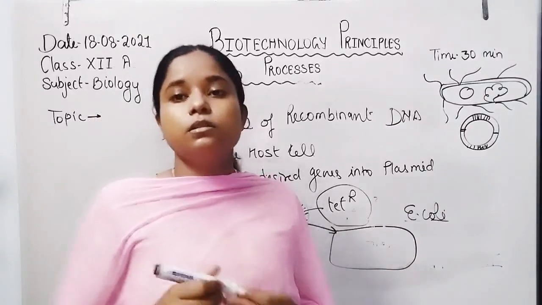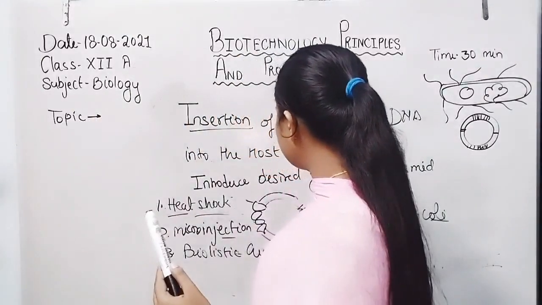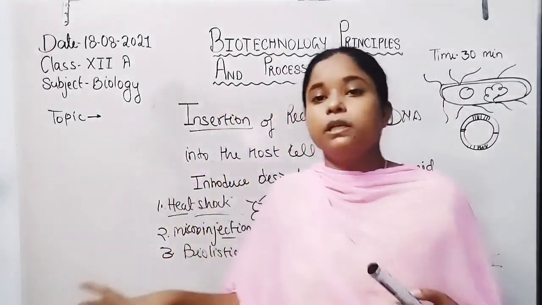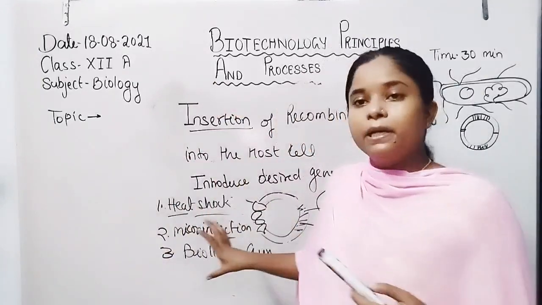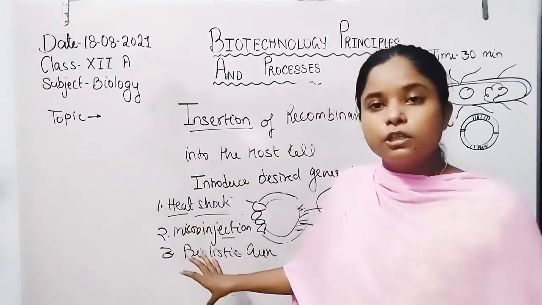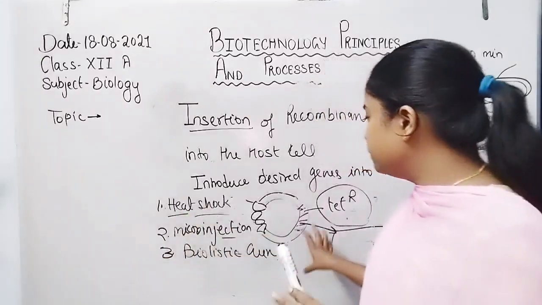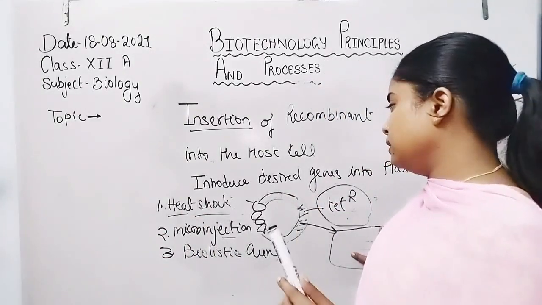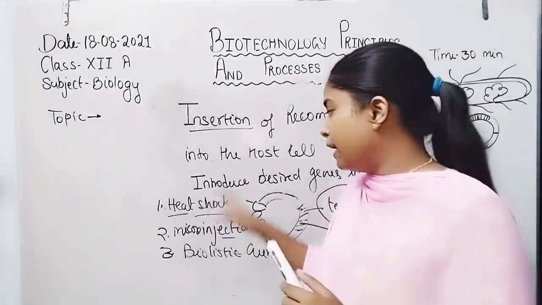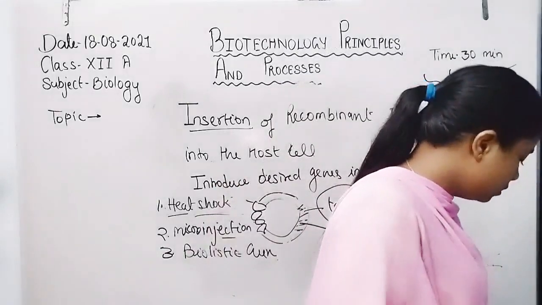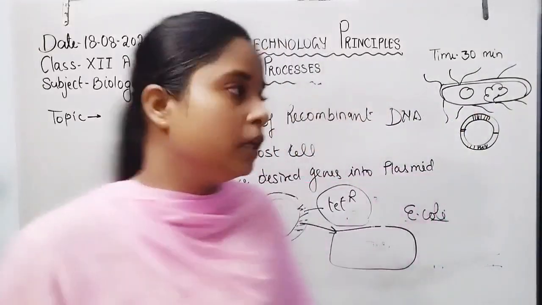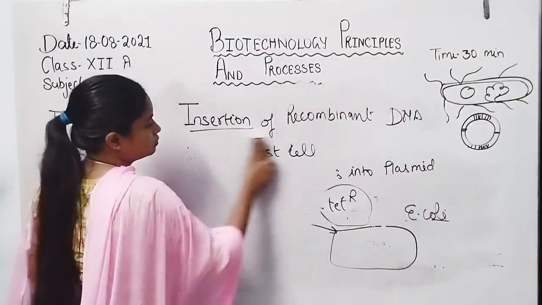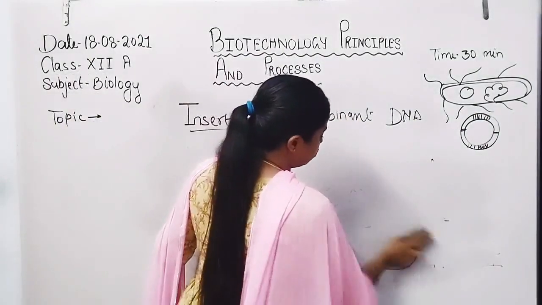So the ballistic gun is used for the introduction of recombinant DNA. The recombinant DNA is coated with gold or tungsten and bombarded by the ballistic gun, and through the bombarding of these gold or tungsten coated recombinant DNA, it is introduced into the E. coli cell. Now another method is the use of living organisms. So Agrobacterium is used for the insertion of genetic material into the host cell.